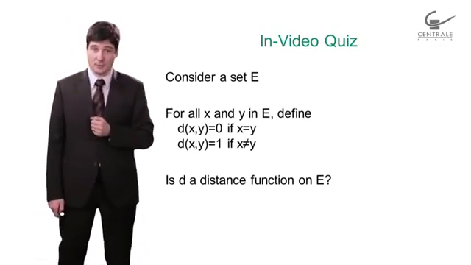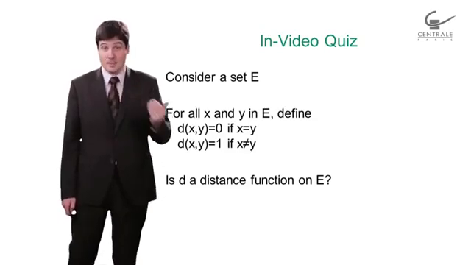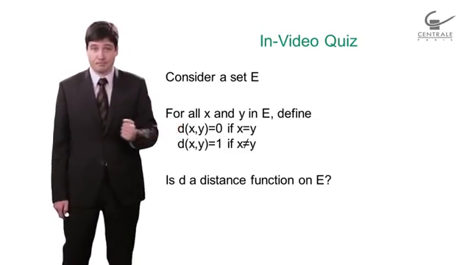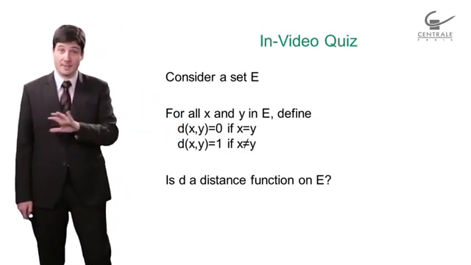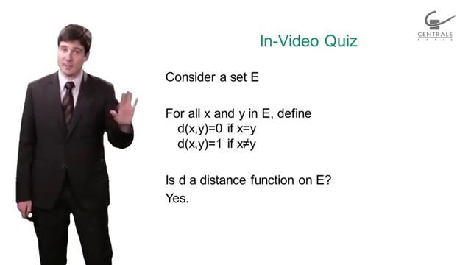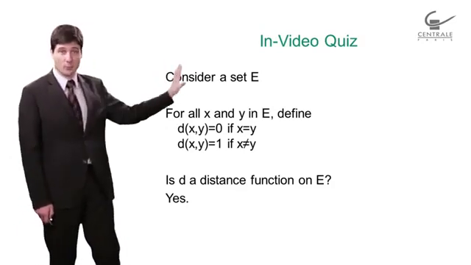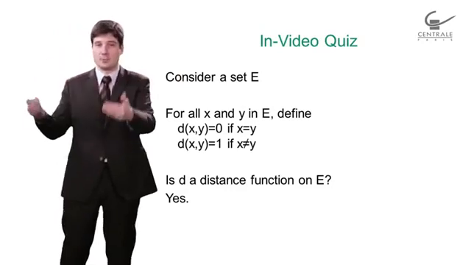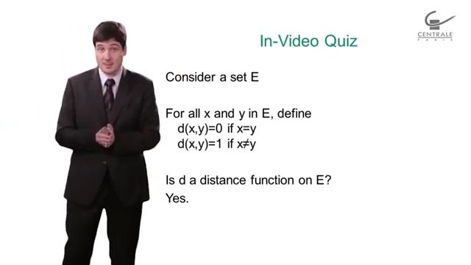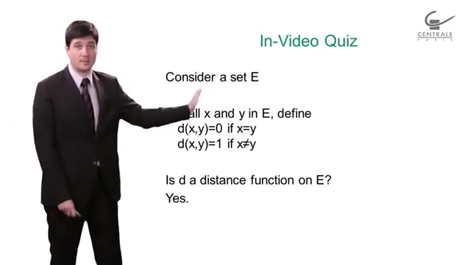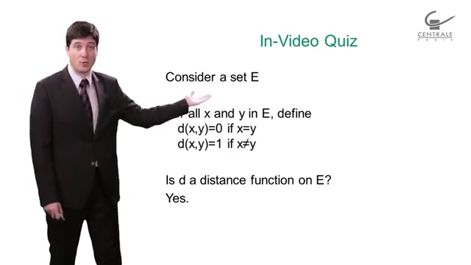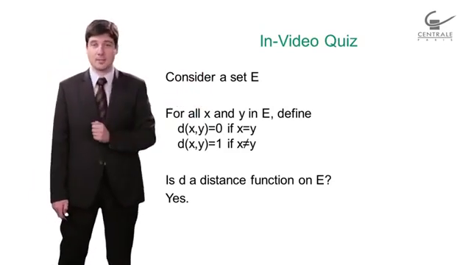D is a distance function, and (E,d) is a metric space. So as you can see, for any space E, you can always define a distance function, at least this one. I'm not saying it's a very interesting distance function, but I'm saying that you can define such a metric space and such a distance function on any set E that you have.